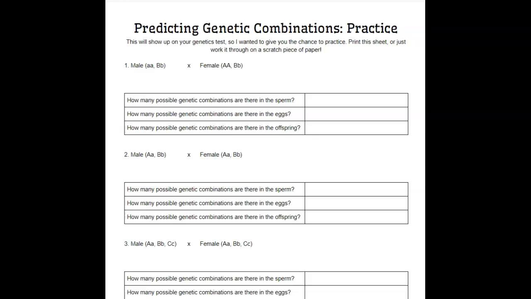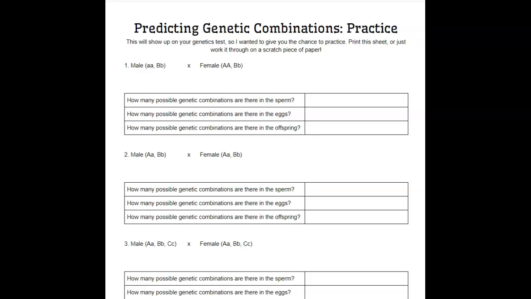Hey team, we made it through part one of Dr. Sikora's lecture. Sometimes it helps to hear somebody else explain a concept, so I just wanted to take a few minutes to walk you through these predicting genetic combinations practice problems. To remind you, this is not something I'm going to have you hand in. This is just for you, just to be able to practice.